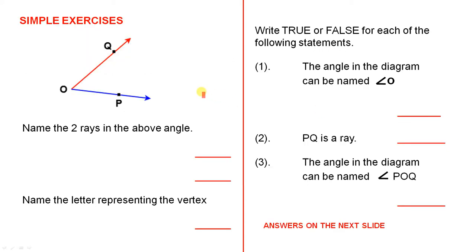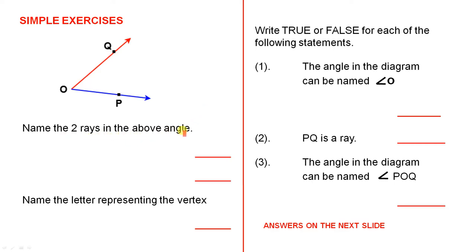Simple exercises. So here we have two rays, and there's the vertex, and that's the angle that we're talking about. So here are some simple exercises you can do, and you can pause this video at any time and do these answers.